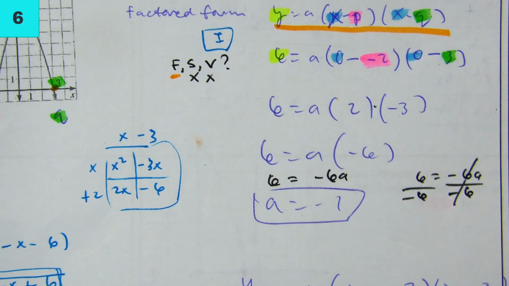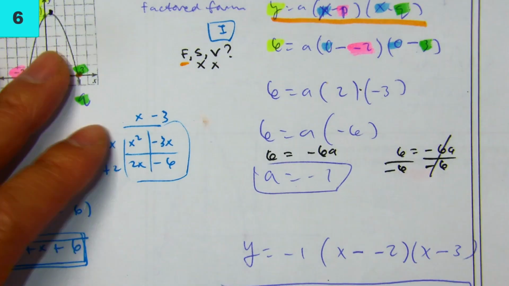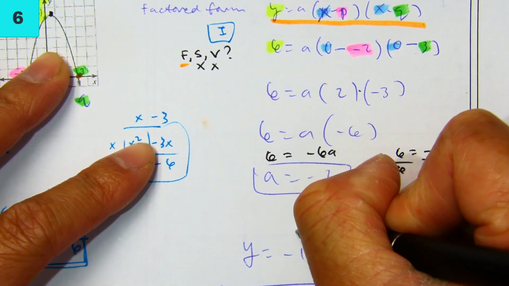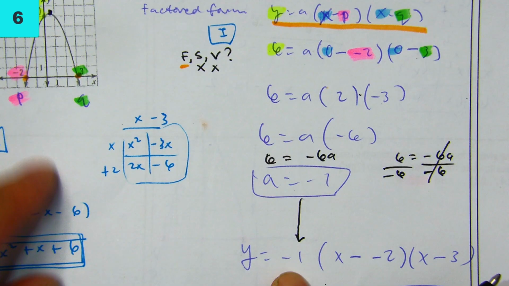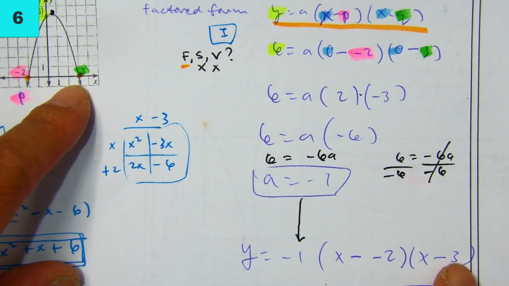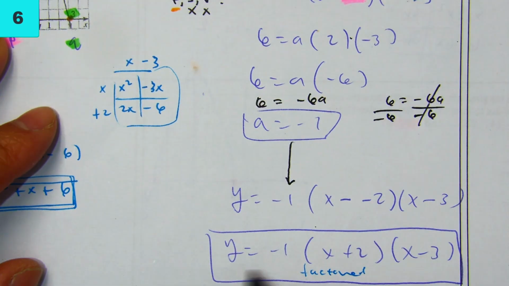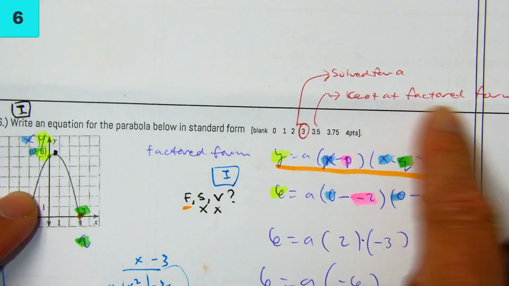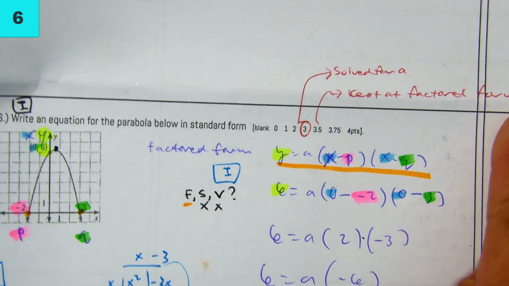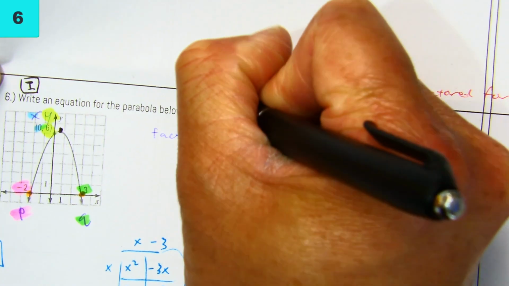Okay, now that you have A is -1, put that there, your P value, and then your Q value. Okay, so this is now in factored form. So I gave you 3.5 points if you got to factored form. But it says in standard form.